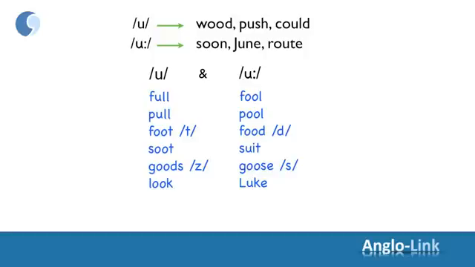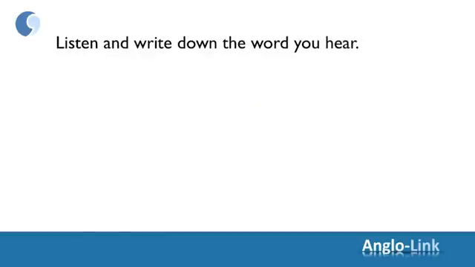Right then, the next section is a dictation exercise. We have chosen one word in each minimal pair for you to listen to and write down. So have your pen and paper ready for the next section. Listen and write down the word you hear.